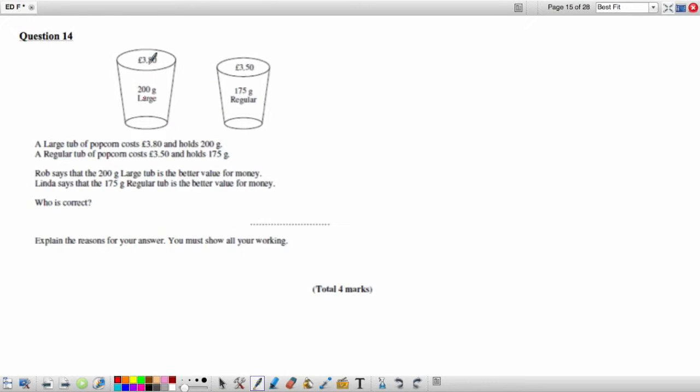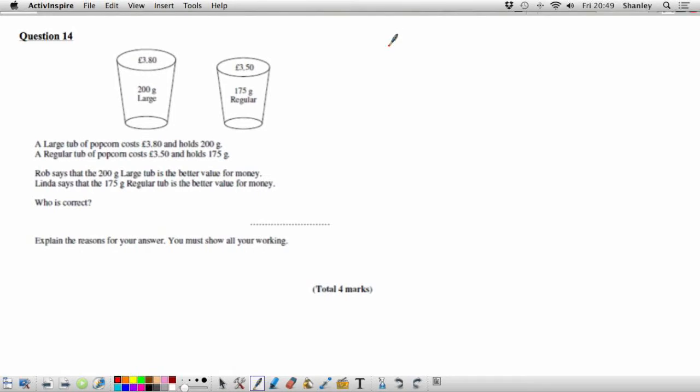Question 14. We have a large tub of popcorn which costs £3.80 and holds 200 grams. And then a regular size tub of popcorn which costs £3.50 and holds 175 grams. Rob says that the larger tub is better value. Linda says that the regular tub is better value. We need to work out who is correct, but we need to explain our answer.